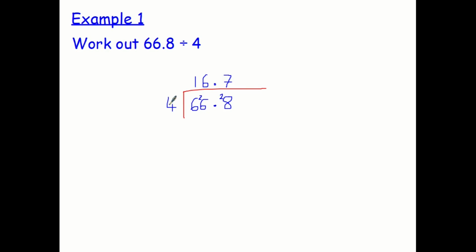So let's just go through that question again. How many 4s in 6? I put the 1 directly above that 6. How many 4s in 26? Well, there are 6 4s, and then I put that 6 directly above there. And then you just keep your decimal point right in line. And then how many 4s in 28? Well, I put my answer to that directly above there. So 16.7 is your answer to that.